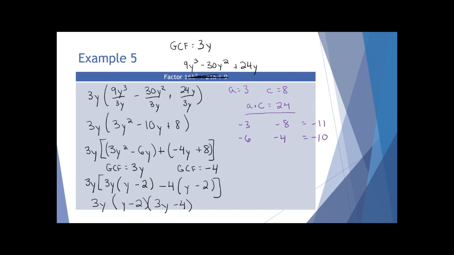So the signs are what forces you to have one option, because there's only one option where both of them are negative and add to -10. And if you'd used 2 and 12, you would have gotten to a point where inside the parentheses they don't match. And that tells you, oh, I messed up. I used the wrong pair of numbers.